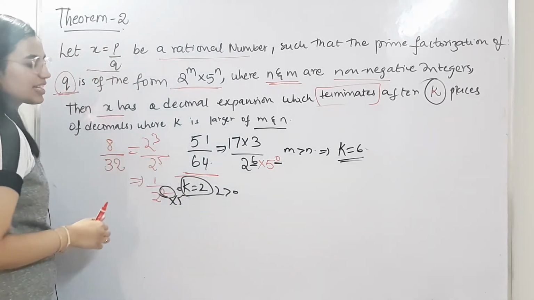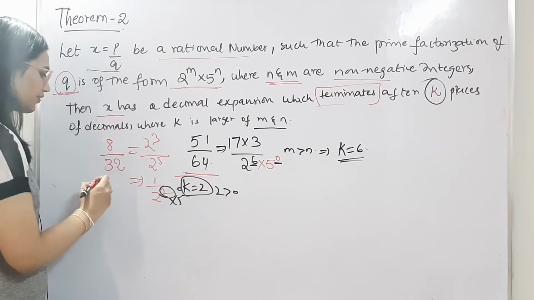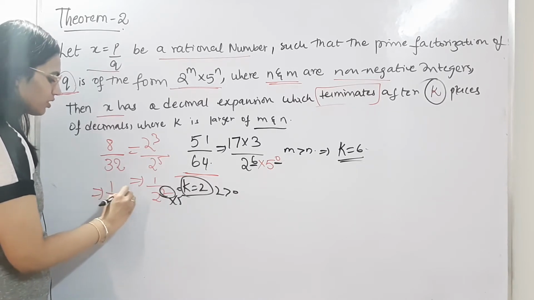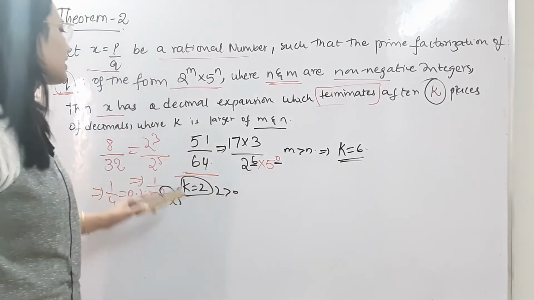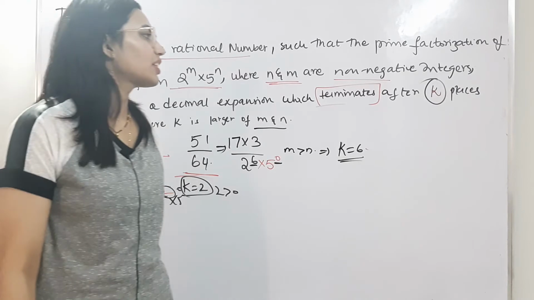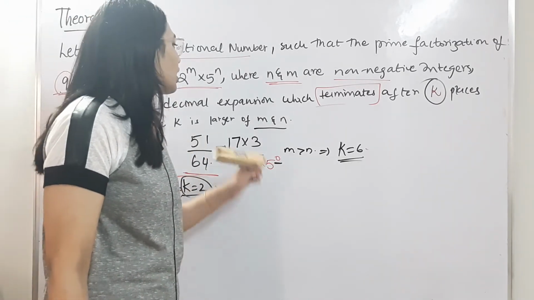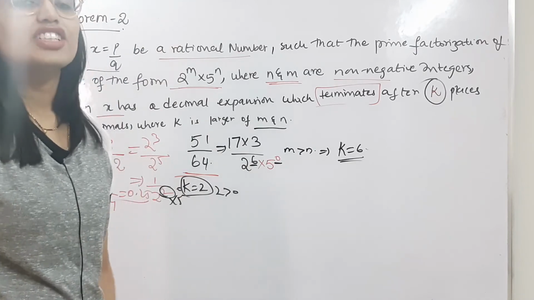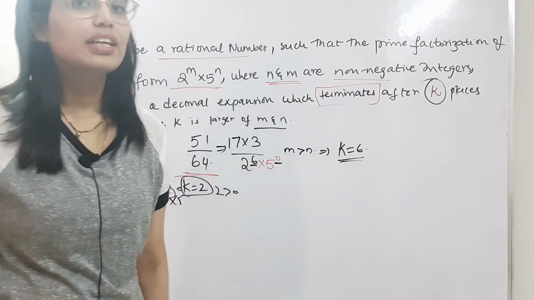Does the decimal expansion of 8 by 32 end after 2 digits? Definitely. See, 8 by 32 is 1 by 4. 1 by 4 is 0.25. It ends after 2 digits. So this is how you will determine after how many places the decimal expansion of a rational number which has a denominator in the form of 2 power of n and 5 power of m will end.